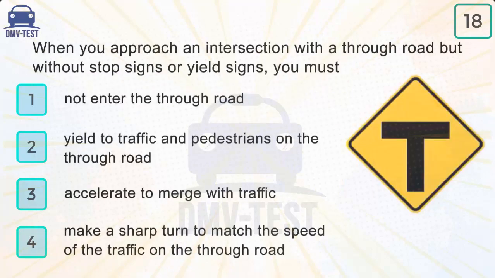When you approach an intersection with a through road but without stop signs or yield signs, you must not enter the through road. Yield to traffic and pedestrians on the through road. Make a sharp turn to match the speed of the traffic on the through road. Accelerate to merge with traffic.